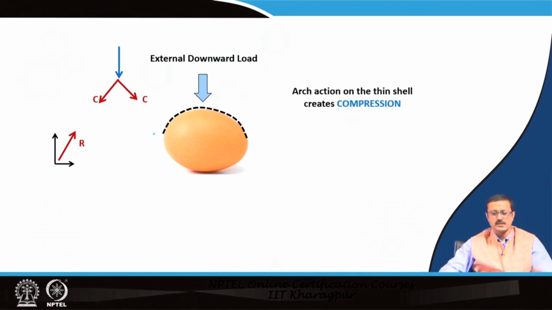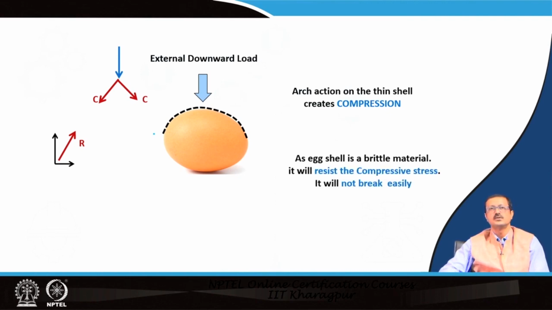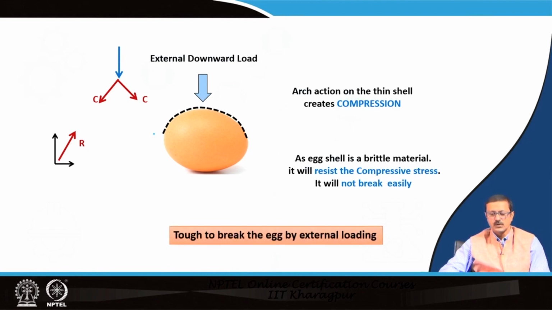And as it is compression, arch action will create compression in the thin shell, and as you know this thin shell is very good in compression because it is a brittle material. So, it can resist the compressive stress very easily, and it will not break easily. It is very difficult to break. I mean, you have to create an additional amount of pressure to break it, because the eggshell is a brittle material, very good in compression, it can hold a lot of compression. So, it is tough to break the egg by external load. You have to put some extra effort to break that particular thing.